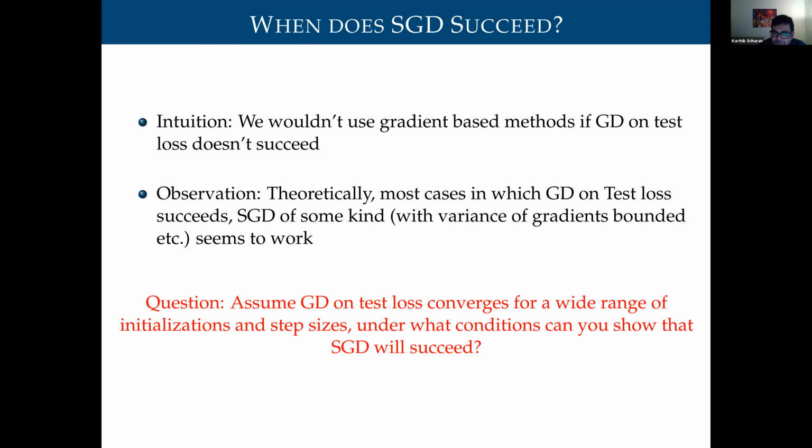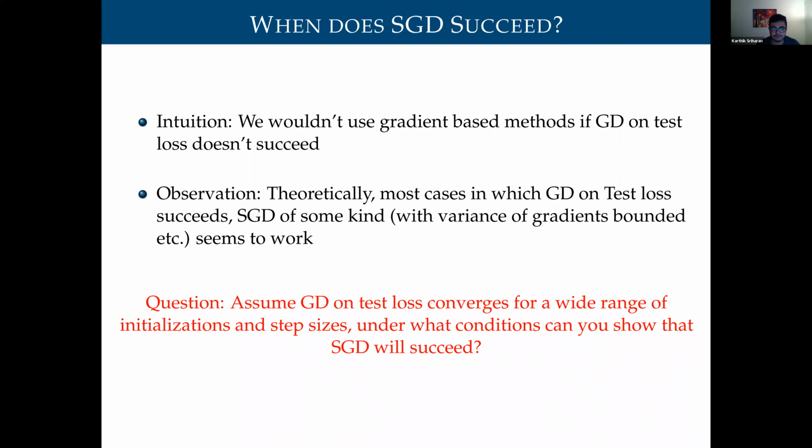Because at least theoretically speaking, I'm not able to come up with examples where gradient descent succeeds on the test loss, and under these variance bounds and so on that you need for SGD anyway, SGD does not succeed. And these are for the classic examples, things like convexity and all of that. Of course, you need to be careful about what you mean by gradient descent working. If, for instance, you consider gradient descent exactly from one start initial point, then the question is going to be answered in the negative.